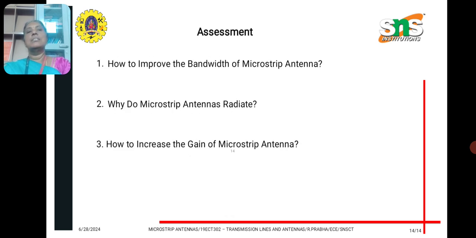Now, assessment: how to improve the bandwidth of a microstrip antenna, why do microstrip antennas radiate, how to increase the gain of the microstrip antenna? We know the microstrip antenna radiates from the width side, and its bandwidth can be easily improved by using arrays, and the gain can also be increased.